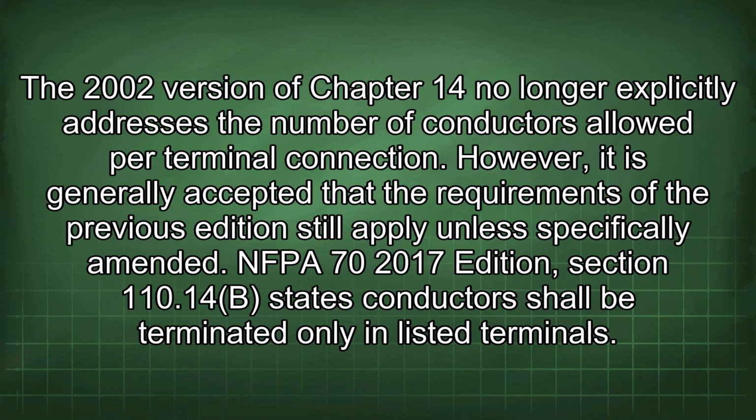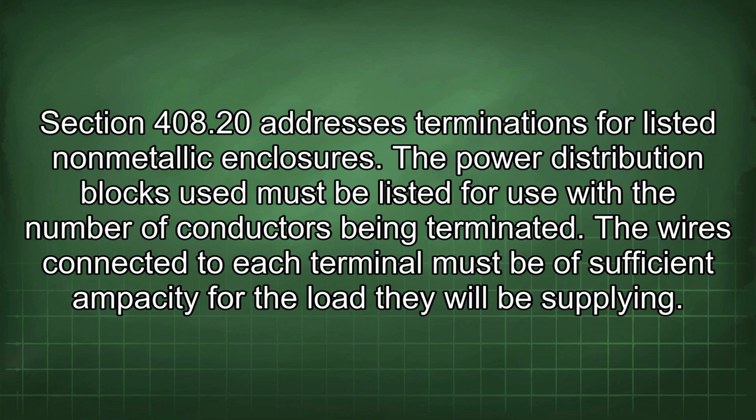The 2002 version of Chapter 14 no longer explicitly addresses the number of conductors allowed per terminal connection. However, it is generally accepted that the requirements of the previous edition still apply unless specifically amended. NFPA 70 2017 edition, Section 110.14(B) states conductors shall be terminated only in listed terminals. Section 408.20 addresses terminations for listed non-metallic enclosures.